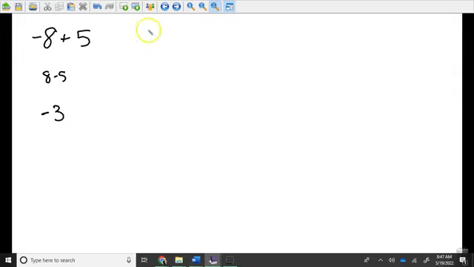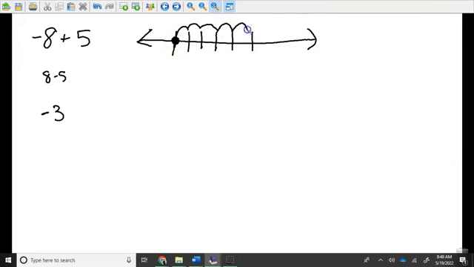If you want to do this on a number line, we're at -8. That's where we are. And then we move over to the right 5. So -7, -6, -5, -4, -3. We're landing here. -3. You don't need to do it on a number line. That's whatever.